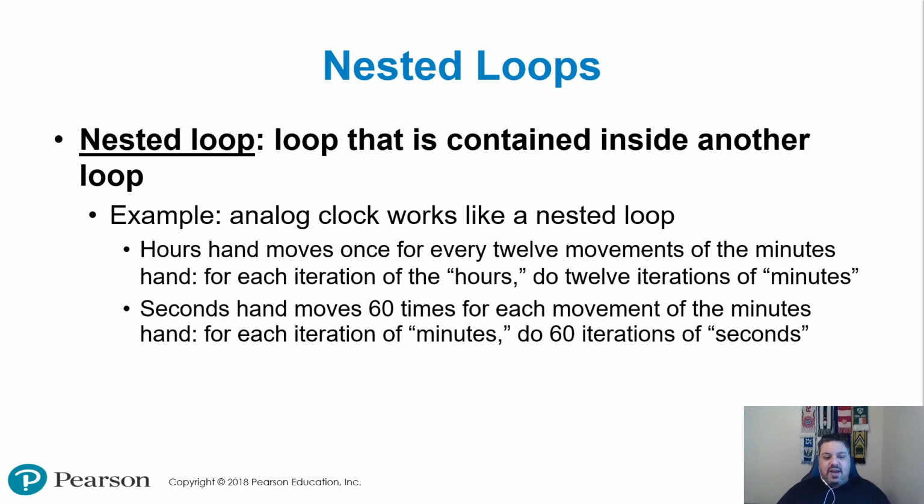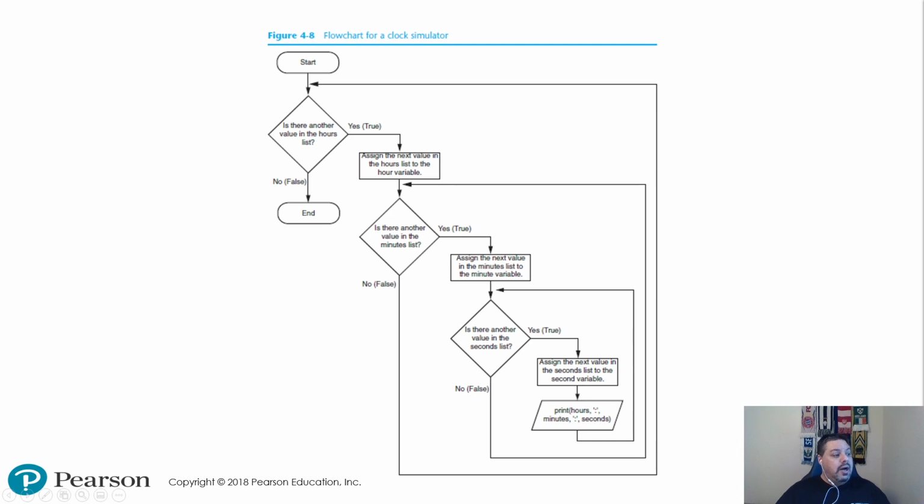A nested loop is kind of the same kind of thing, right? Is there another value you want to do? Yes. Assign the next value. Is there another value? Yes. Assign the next value. We can just keep looping this over and over again. And the inner loop obviously will go faster and faster.